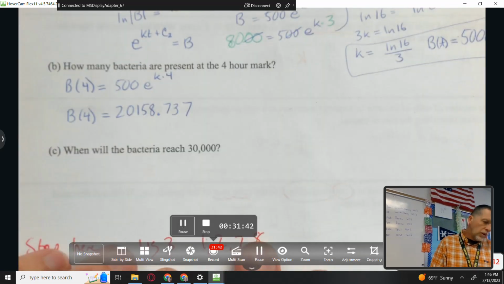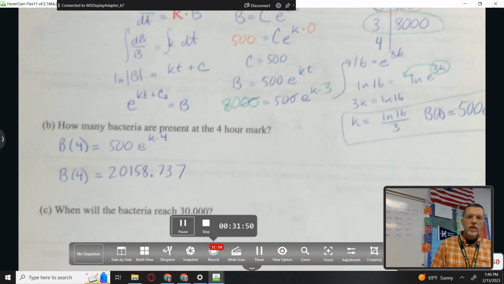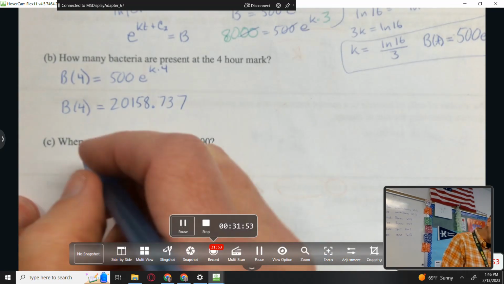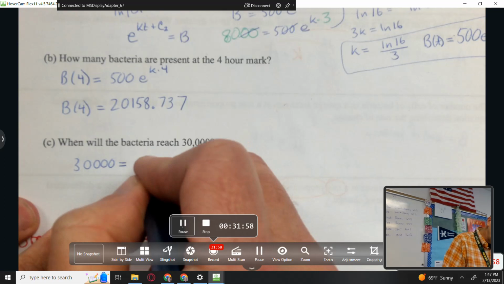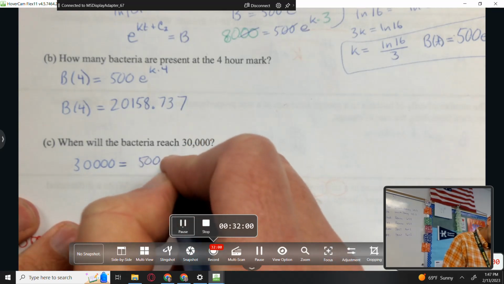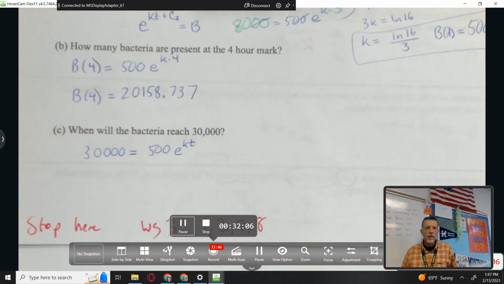When will the bacteria reach 30,000? So I'm going to write the equation down. So that means 30,000 is B equals 500 e to the kt. Now, how you solve that is up to you. You could graph it, but I wouldn't want to graph it, because your window would have to go up to 30,000. What you can do is just set another as y equals 30,000, and find the intersection.